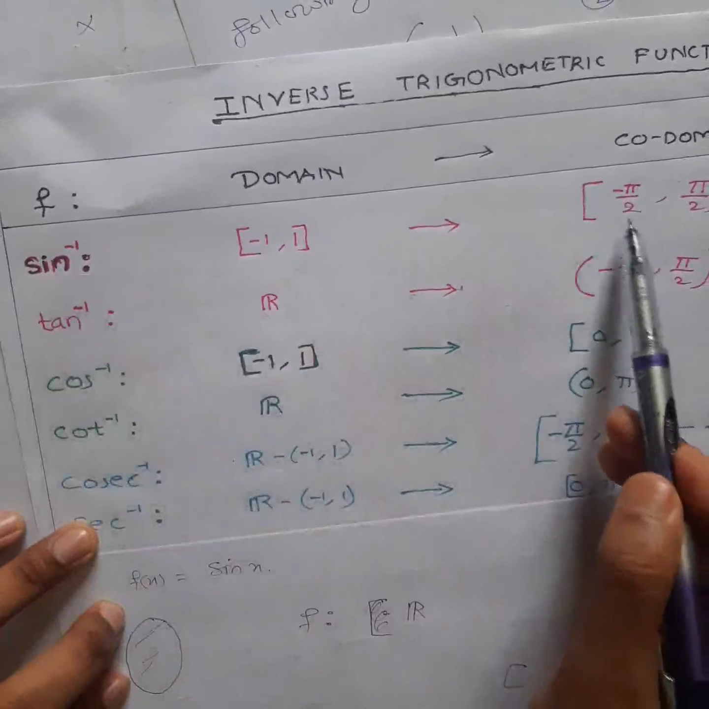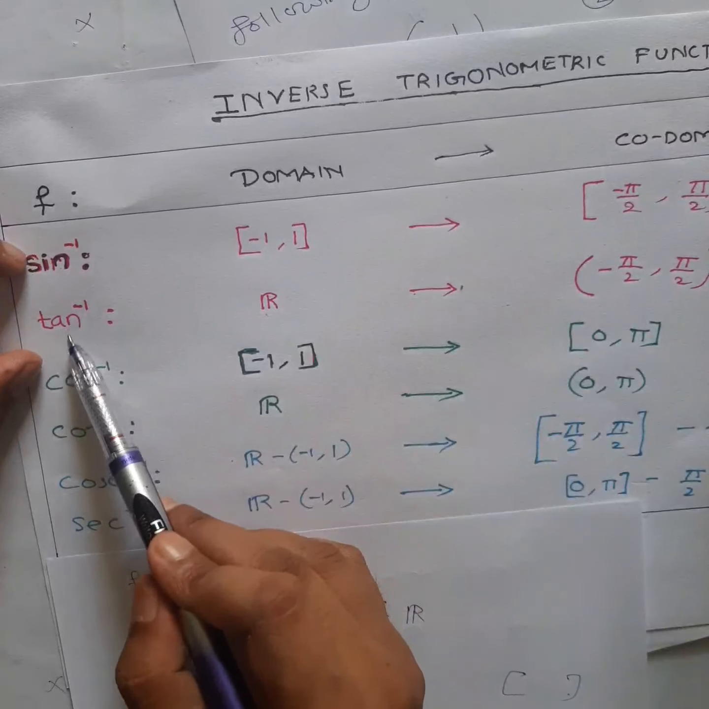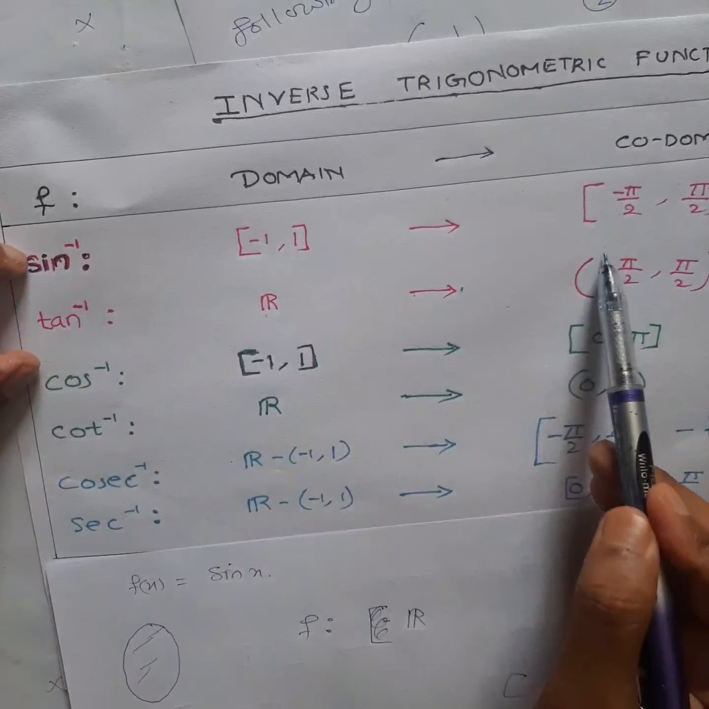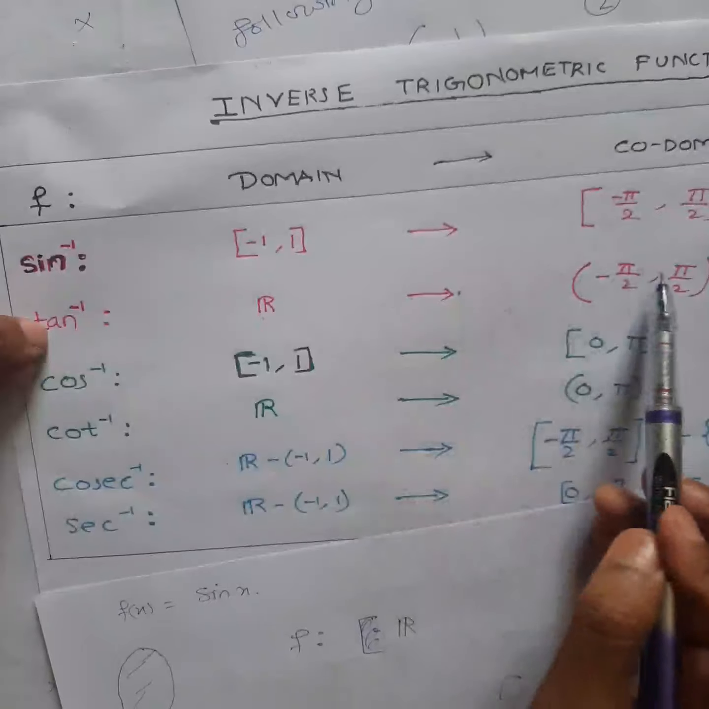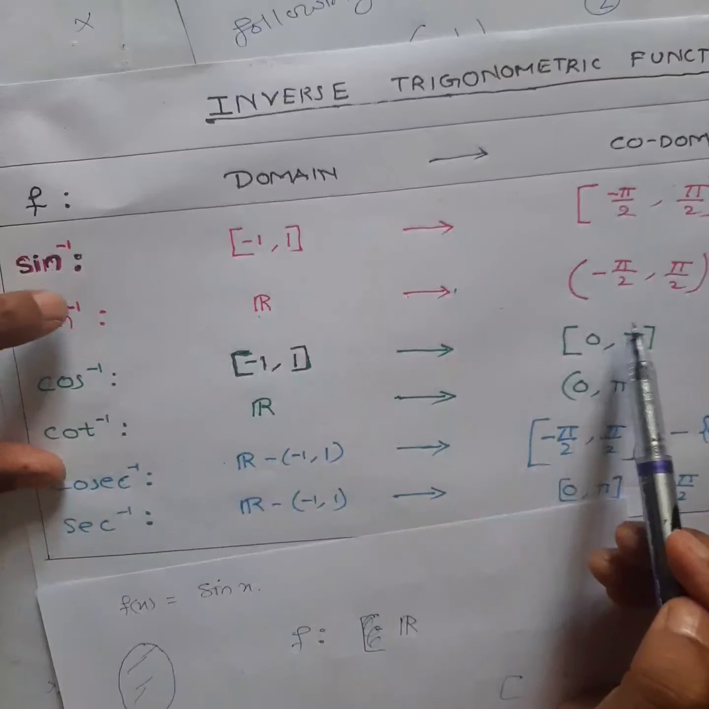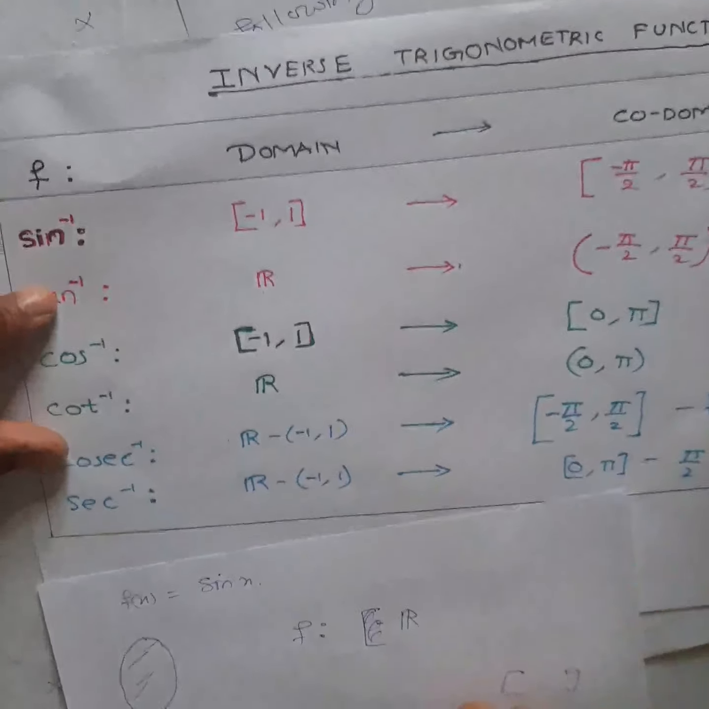Sine inverse range is minus pi by 2 to pi by 2, and I have written it in terms of family. You can see tan inverse also has the same kind of range, only the difference is it is an open interval, meaning minus pi by 2 should not be your answer in case of tan inverse, and pi by 2 should not be your answer either. Whatever comes out between that is defined for that function.